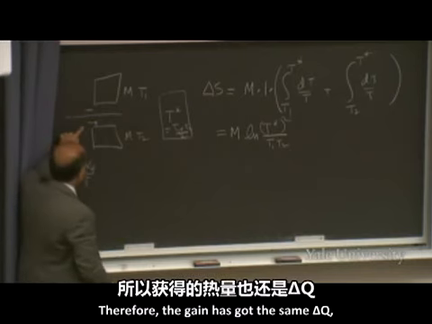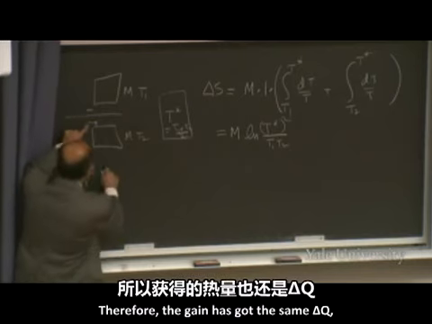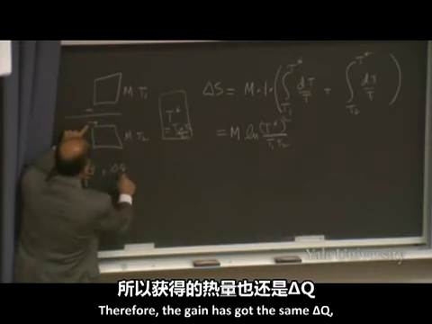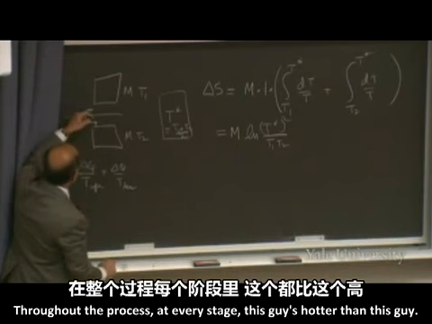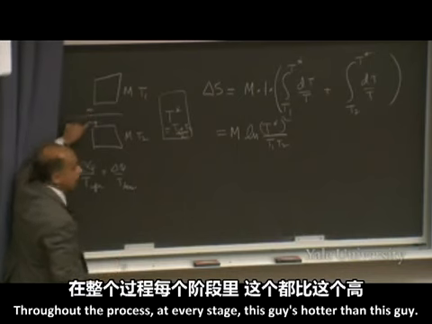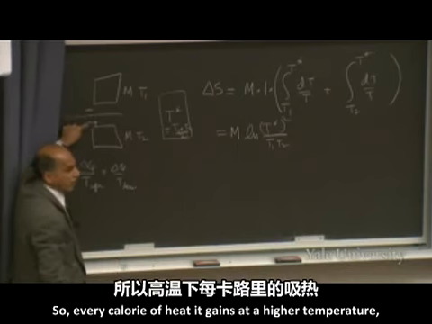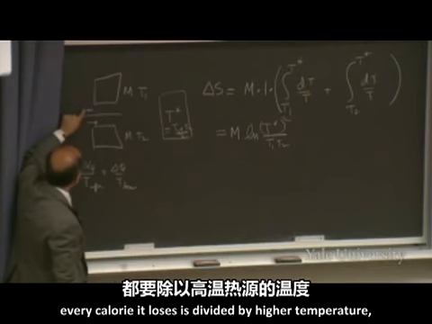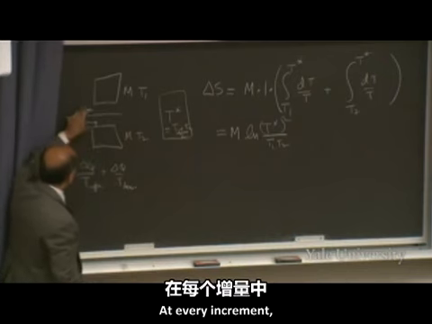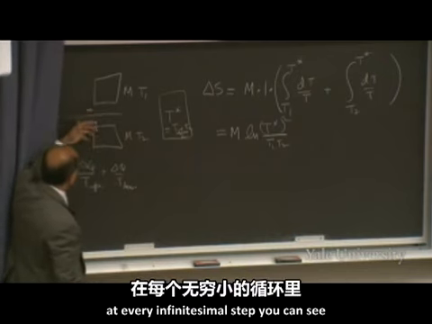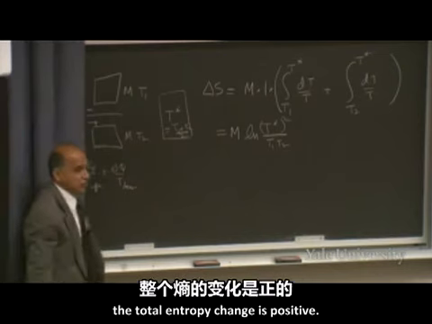Okay? Therefore, the gain has got the same delta Q, but at a lower temperature. This is always at an upper temperature. Throughout the process, at every stage, this guy is hotter than this guy. So every calorie of heat it loses is divided by a higher temperature, every calorie this gains is divided by a lower temperature. At every increment, at every infinitesimal step, you can see the total entropy change is positive.